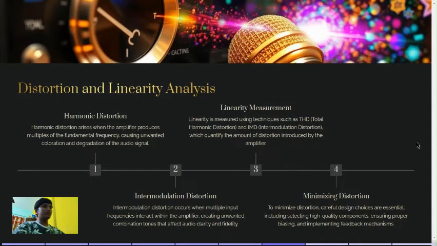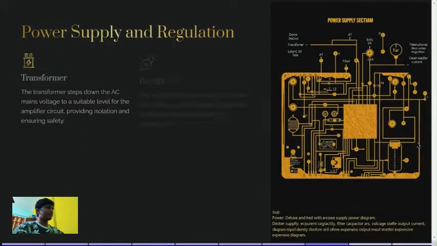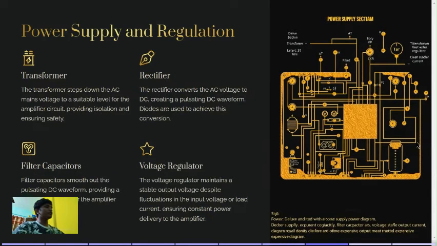Minimizing distortion. To minimize distortion, careful design choices are essential, including selecting high quality components, ensuring proper biasing, and implementing feedback mechanisms. Power supply and regulation. Transformer. The transformer steps down the AC mains voltage to a suitable level for the amplifier circuit, providing isolation and ensuring safety. Rectifier. The rectifier converts the AC voltage to DC, creating a pulsating DC waveform. Diodes are used to achieve this conversion.